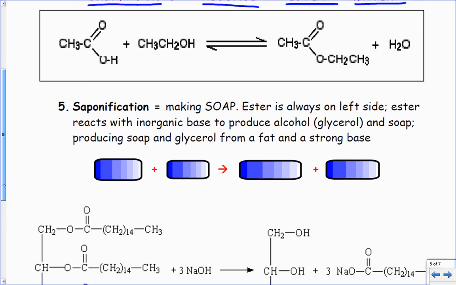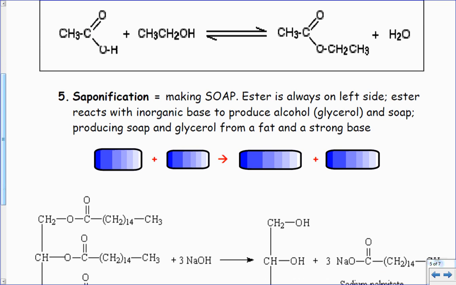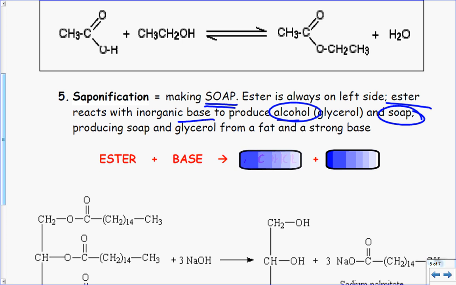We're moving on to saponification. Saponification almost sounds like soap, and that's exactly what it is. I'm going to start with an ester. I'm going to hit it with a base like lye. I'm going to produce alcohol and soap. So let's show it. I have an ester plus a base goes to alcohol and soap.